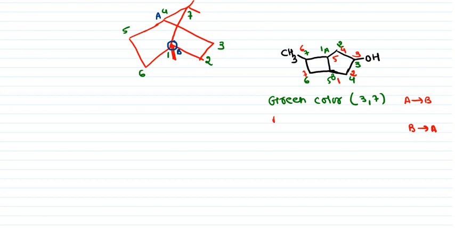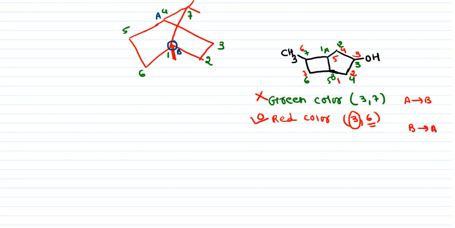So for red color, I get 3 and 6. So according to the IUPAC rules, I have to give the preference to this one, not to this one. Because in case of red color, the big ring system and the functional group are getting the same number, but also substitutions are getting the lower number.